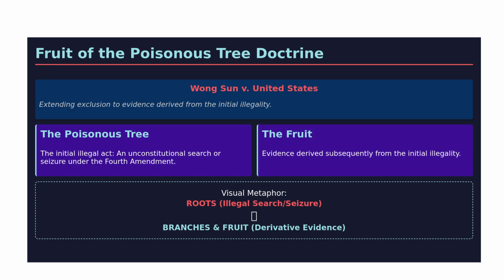Think of it visually. The initial illegal search or seizure, the Fourth Amendment violation, is the poisonous tree. Any evidence subsequently obtained because of that initial violation is considered the fruit. If the tree is poisoned, everything that grows from it is also tainted. For instance, if police illegally enter a home and find a diary, and that diary leads them to a hidden stash of drugs, both the diary and the drugs are the fruit. Our next step will be examining the necessary connection required for this doctrine to apply.